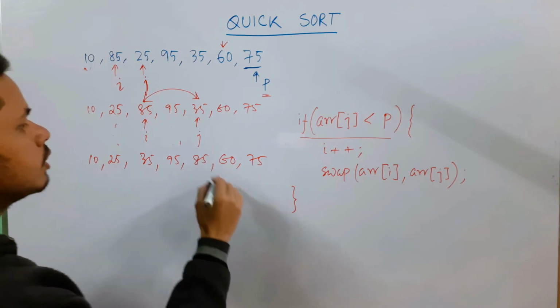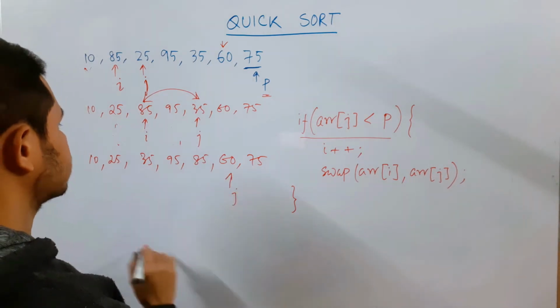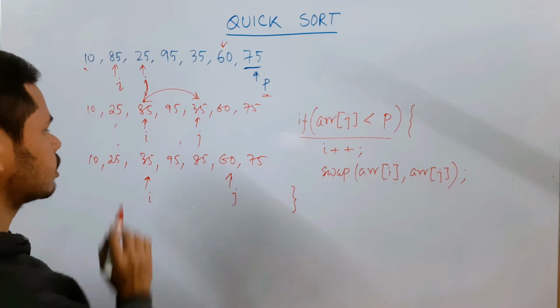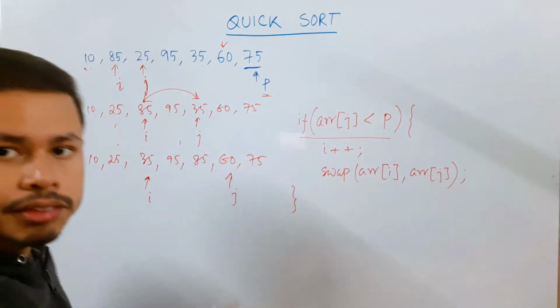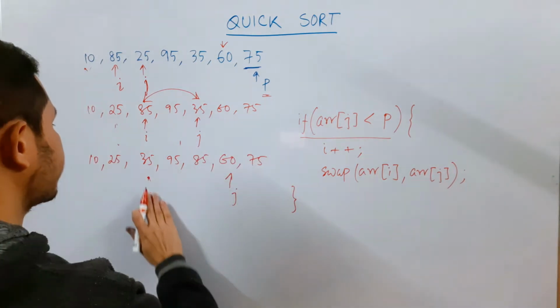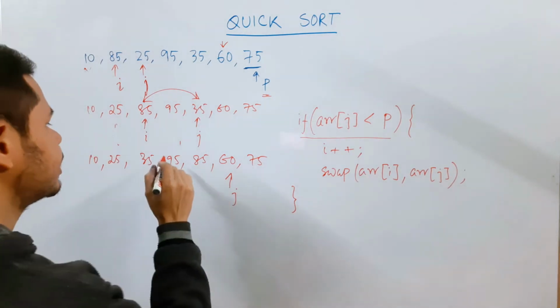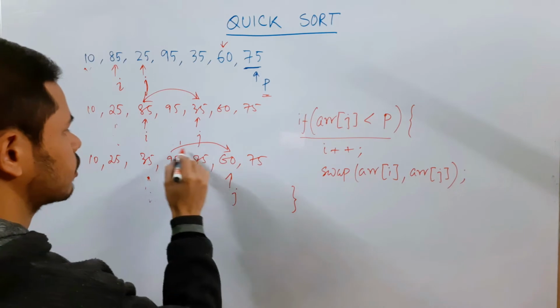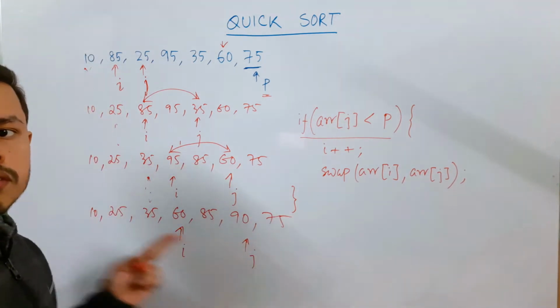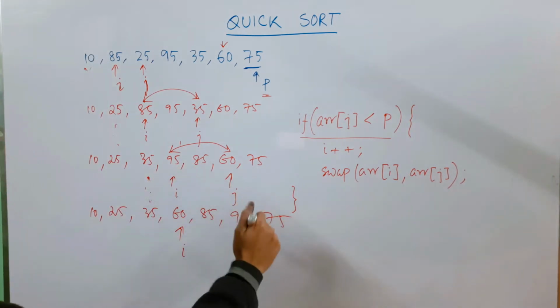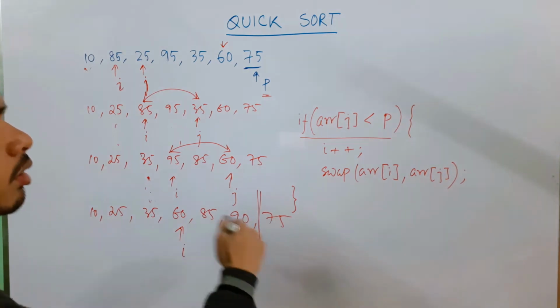Now j will be pointing to this position and i was at this position. 60 is certainly less than 75, so we'll increment i and we'll swap these two elements. So this will be happening. Now we have reached up to this point, so we'll not move further.